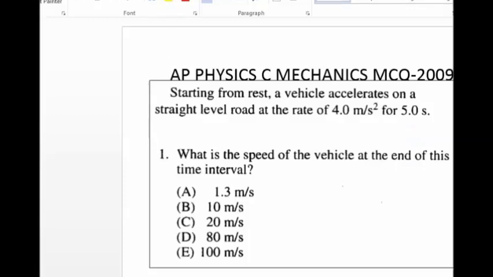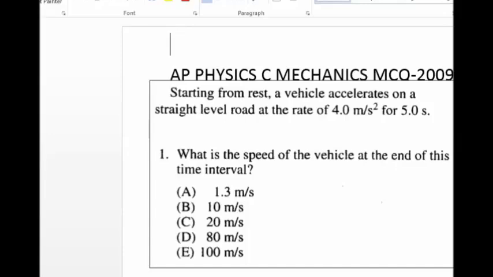Now we will discuss solutions for the AP Physics C Mechanics multiple choice questions 2009 examination. Starting from rest, a vehicle accelerates on a straight level road at the rate of 4 meters per second square for 5 seconds. What is the speed of the vehicle at the end of this time interval? Now the vehicle is moving on a straight level road in one direction, so the velocity and the speed would be the same.